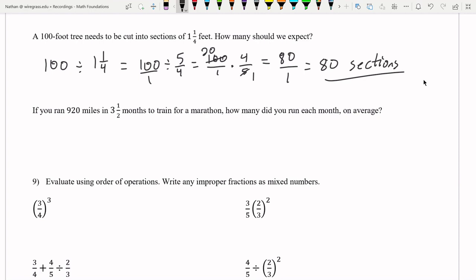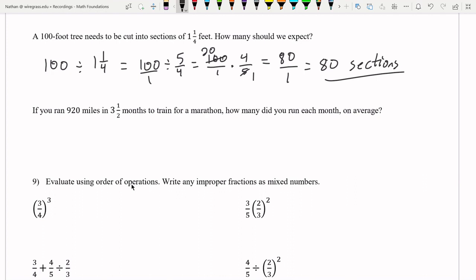And because it was even, we expect 80 sections evenly. Of course, there's probably going to be some waste in that. But if you can cut it exactly into 1¼ feet, then you would get 80 complete sections, and there'd be nothing left of the tree.